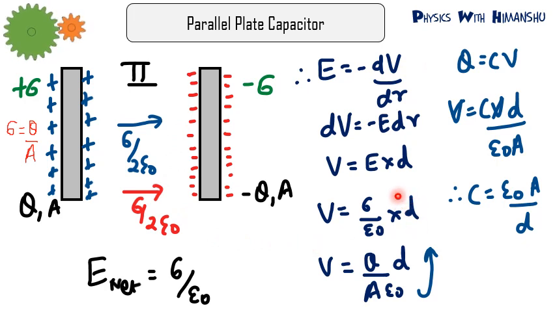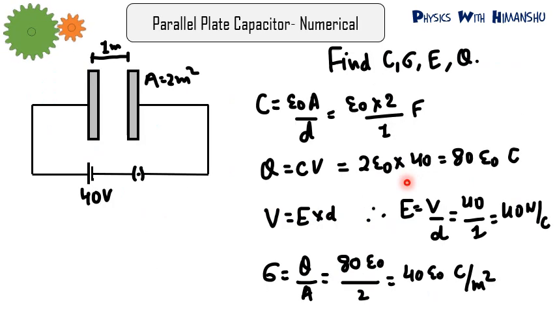Now I'll discuss one numerical related to this formula, and then you have to submit one online quiz after learning from this video. Suppose a parallel plate capacitor where plate area is 2 meter square, distance between plates is 1 meter, potential of battery is 40 volt. Find capacitance, surface charge density, electric field and charge.